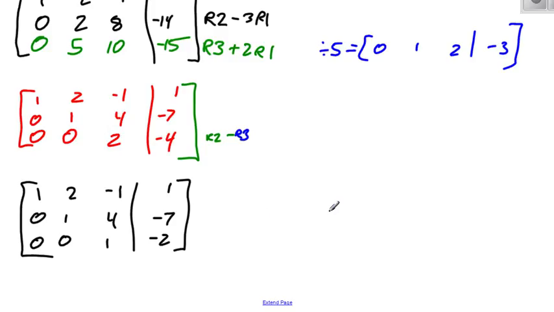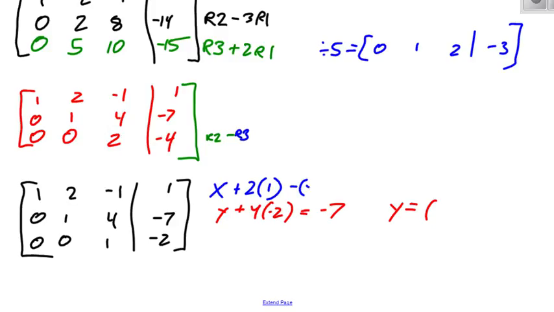So there we have row echelon form. So at this point we could do back substitution and solve. So we'd have y plus 4 times negative 2 equals negative 7. It's y minus 8. If you add 8 over, you get y equals 1. So then we would have x plus 2 times y is 1, minus 1 times z is negative 2. That's going to equal 1.